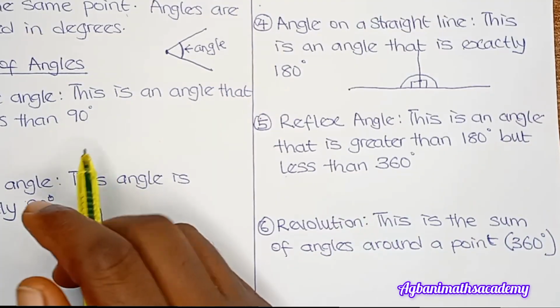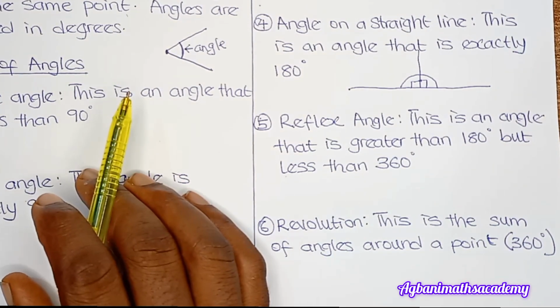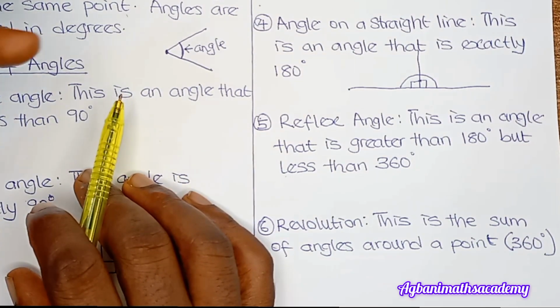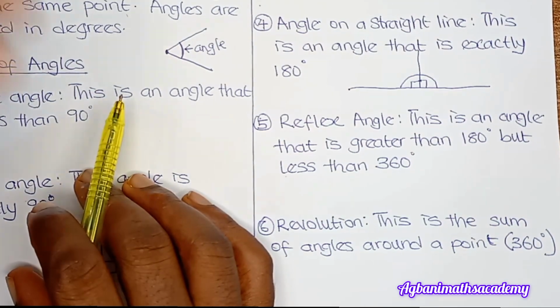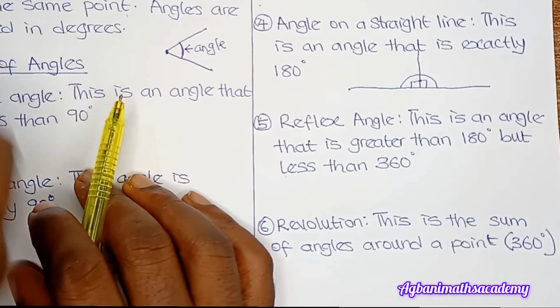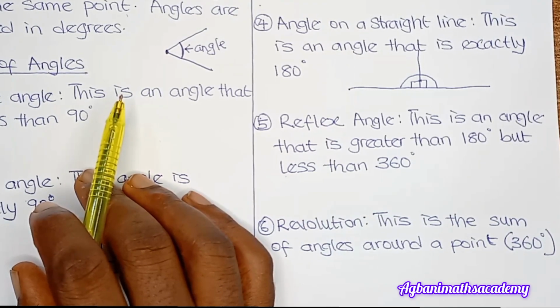The next type of angle we are looking at is the reflex angle. A reflex angle is an angle that is more than 180 degrees but less than 360 degrees. For example, 200 degrees is a reflex angle, 350 degrees is a reflex angle, and 359 degrees is also a reflex angle. So any angle greater than 180 degrees but less than 360 degrees is a reflex angle.